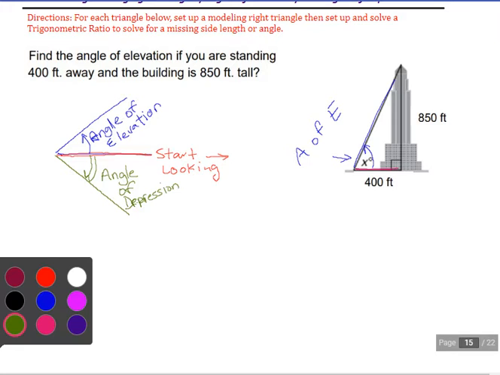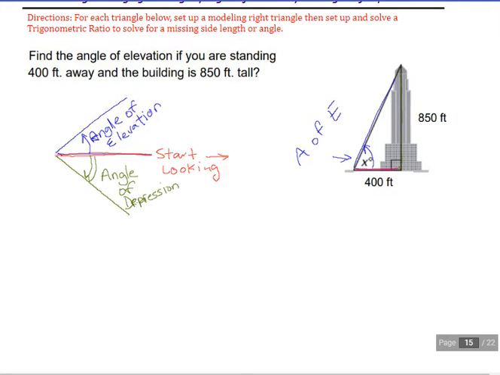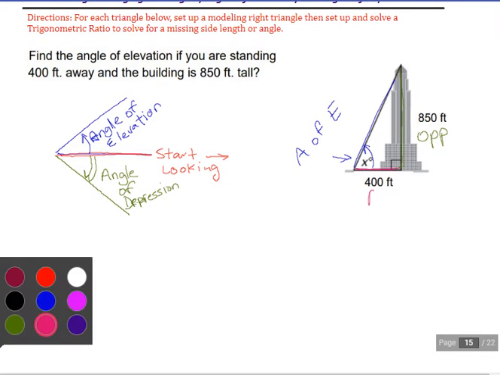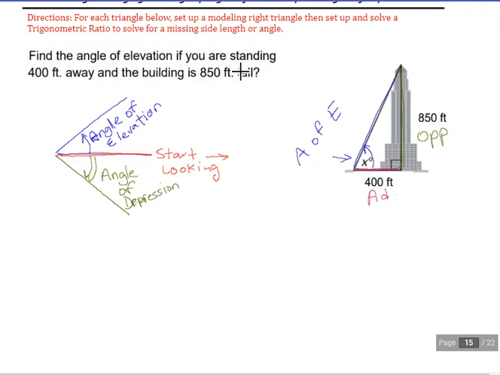And so we should label the side lengths. Well, this is going to be my opposite side length. And then this one along the bottom, that's going to be my adjacent side length. In fact, if you were watching the videos with me, we just did like 12 of these in a row. And so this should be pretty straightforward.